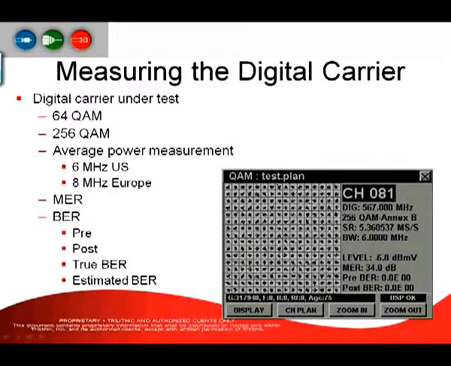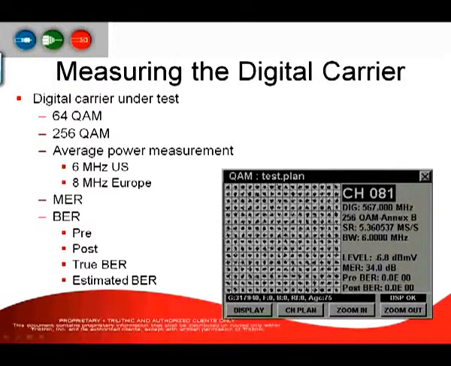Now, we've covered a lot of things. We've talked about different types of tests that can be measured, digital carriers under test, the 64 QAM, 256 QAM, and remembering that when you're measuring your QAM carriers, you're looking at the average power measurement of that particular QAM carrier. And we talked about MER, the BER.